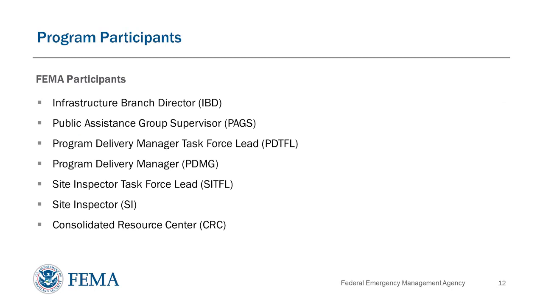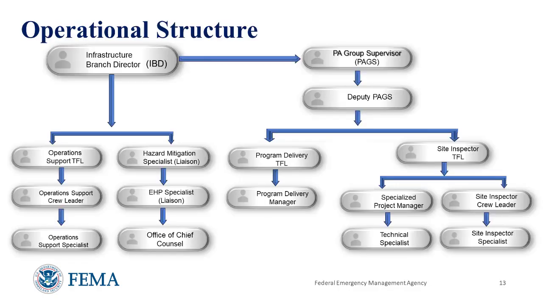We spoke earlier a little bit about all the different FEMA participants that we have. We've got your IBD, your infrastructure branch directors, your PAGs, public assistance group supervisors, those task force leaders. You've got a program delivery manager. You also have a site inspector task force leader. You've got program delivery managers. You've got site inspectors. You also have Consolidated Resource Center specialists. It's a great little flow chart, right? Talking about the structure itself. So an IBD has answering to them, these groups, and it goes down through that same process.